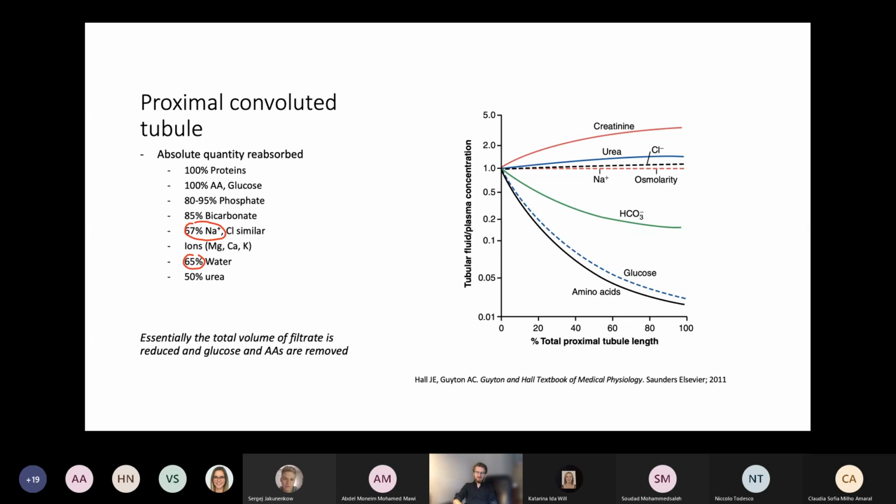And last but not least, 50% of urea is reabsorbed. Of these numbers, what you absolutely have to remember is proteins, maybe bicarbonate, and sodium and water. The rest, not quite as important.